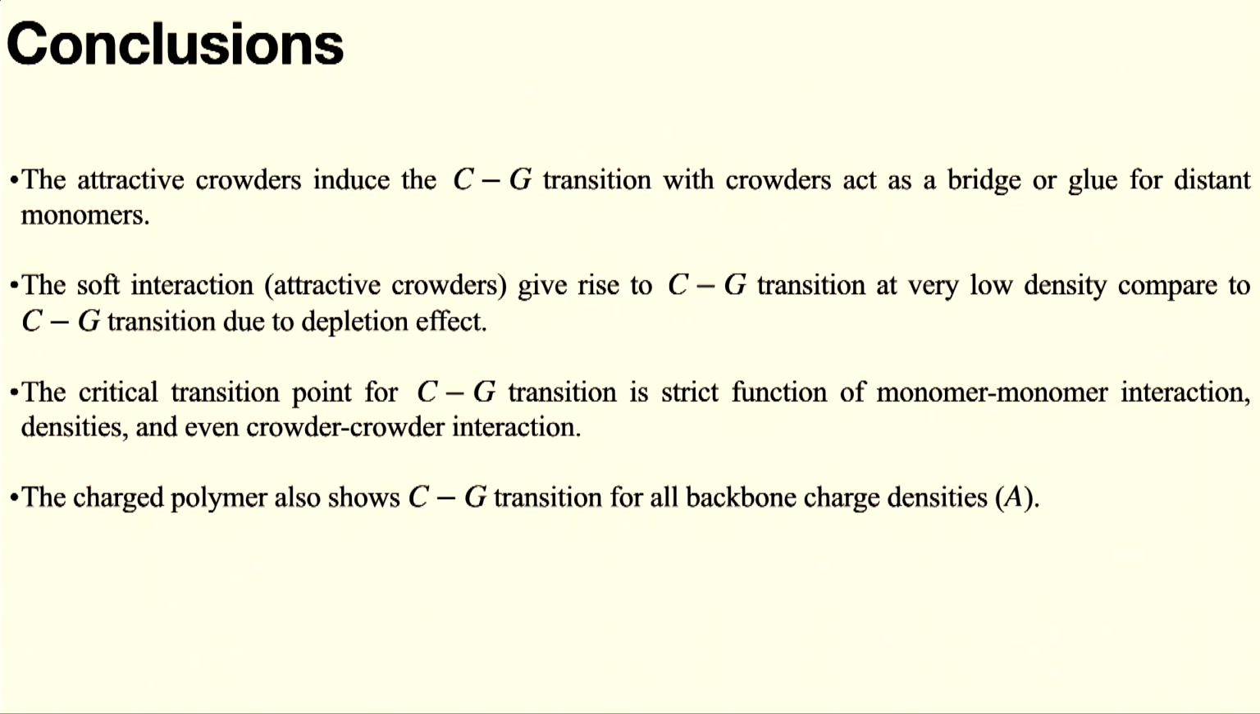So it's really nice that this kind of CG transition can be achieved by introducing attractive crowders in the system. And the critical transition point this CG transition shows is a very strict function of monomer interactions and densities, and even crowder interactions, right? And the charged polymer also shows the same CG transition, even in the presence of counter ions. Crowders are able to get into the globule form, right?